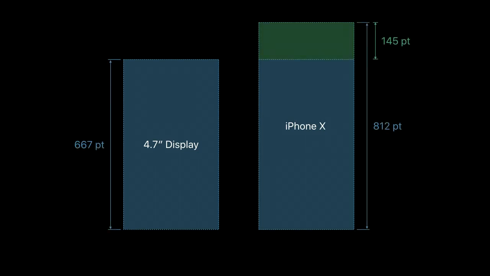The 812-point height is 145 points taller than a 4.7-inch display. This additional height provides about 20% more space for content. Of course, the most notable feature of the Super Retina display is its shape. The display follows the design of the product around all 4 rounded corners for a symmetrical look.